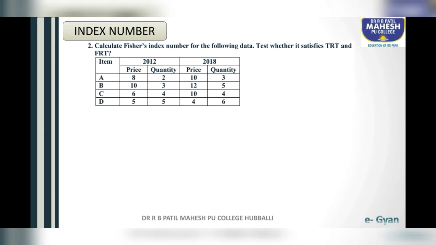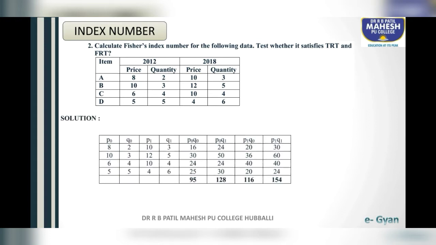Students, these questions are very important because these are 10 marks questions. Every year, one question based on TRT and FRT is compulsory. So that's why you need to observe this question very carefully. In this question, first we have to find Fisher's price index number. After finding Fisher's price index number, we have to test TRT and FRT.